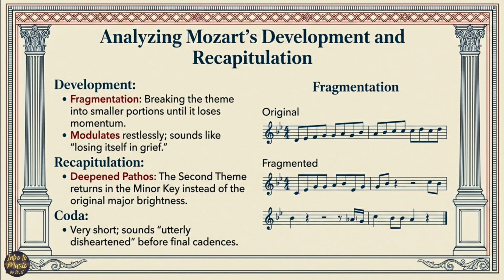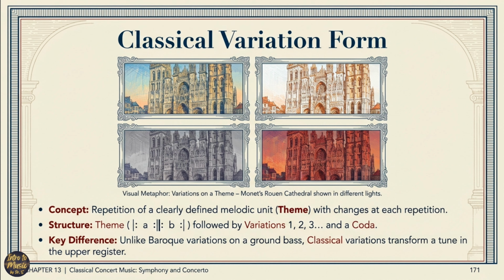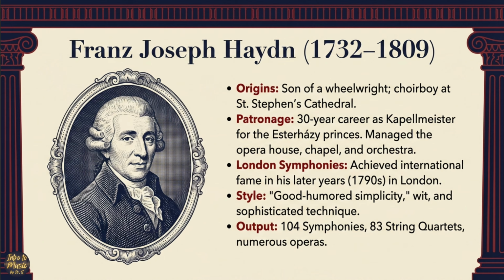Now, let's look at the second movement. This is usually the slow movement, offering a restful contrast. A favorite form here is variation form. Unlike the Baroque era, where variations were built on a bass line, classical variations usually transform a simple tune in the upper register. The master of this was Franz Joseph Haydn.